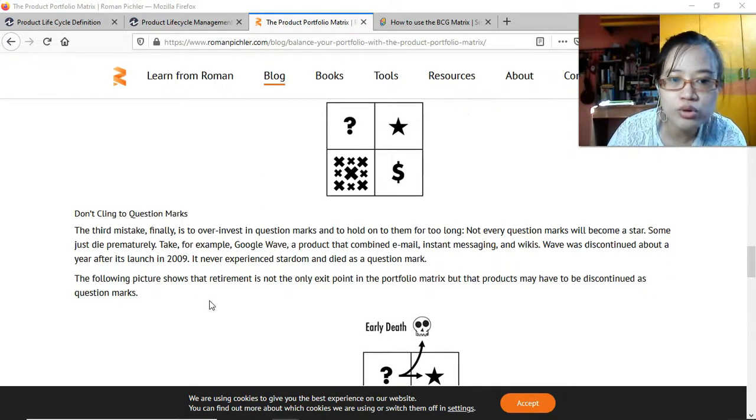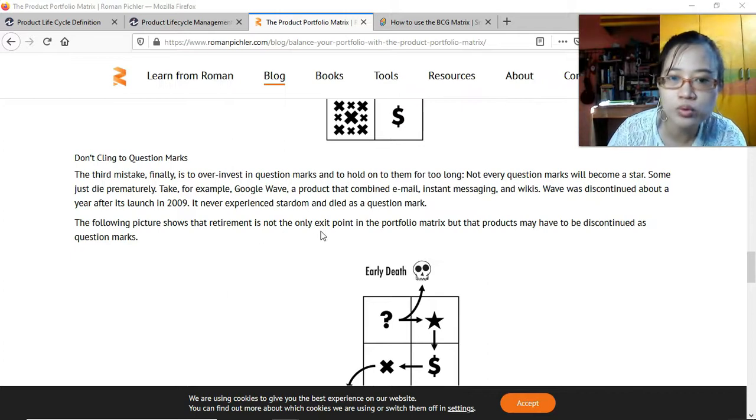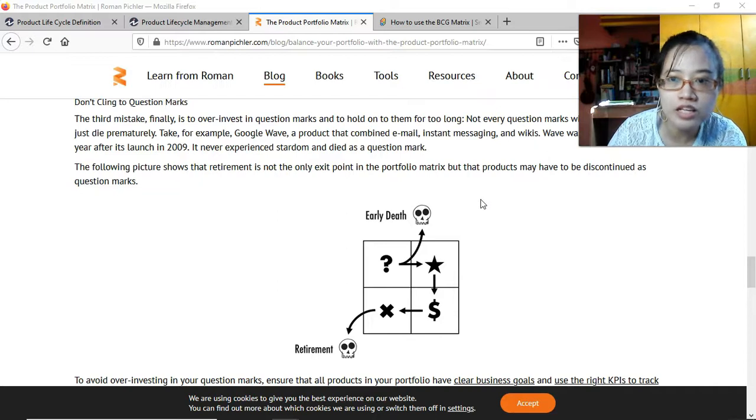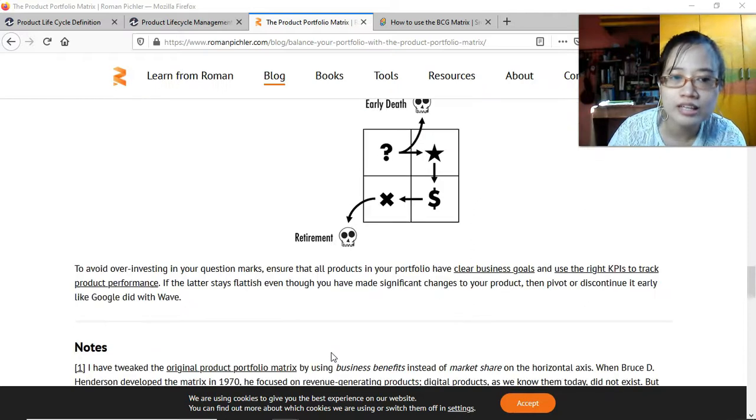The following picture shows that retirement is not the only exit point in the portfolio matrix, but that products may have to be discontinued as question marks. You have question marks. If they succeed, they become stars. If they fail, then early death. Okay, and then stars become cash cows become pets. Pets have to be retired if they're no longer providing more benefits than cost to the business.